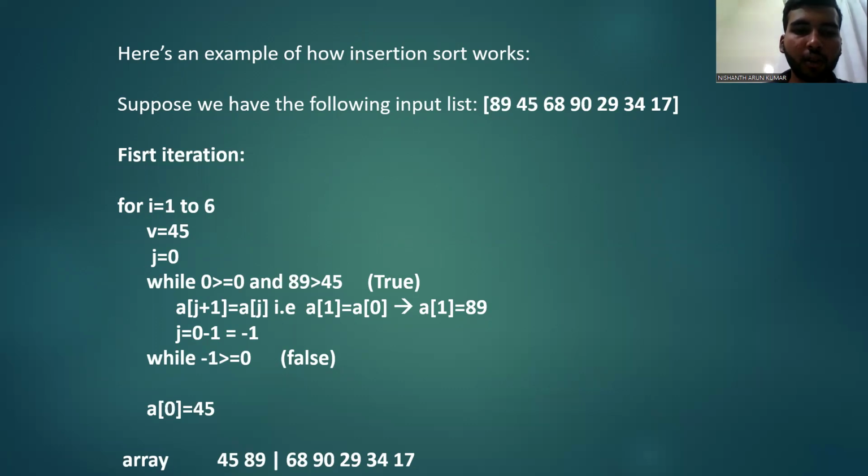A of j plus 1 is equal to A of j, so that A of 1 is equal to 89. j is equal to 0 minus 1, that means minus 1. While minus 1 is greater than or equal to 0, that is false. A of 0 is equal to 45. The array is sorted with 45 in its position.